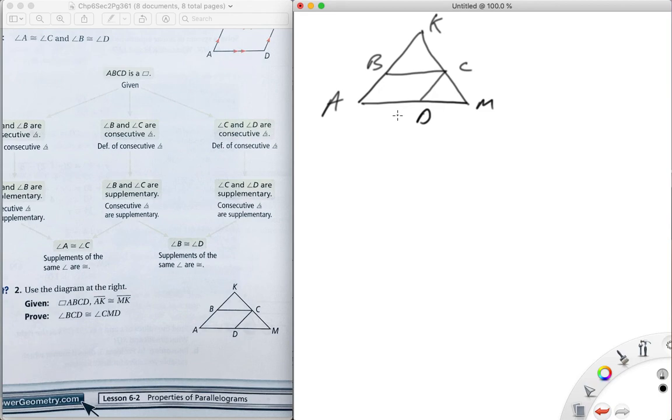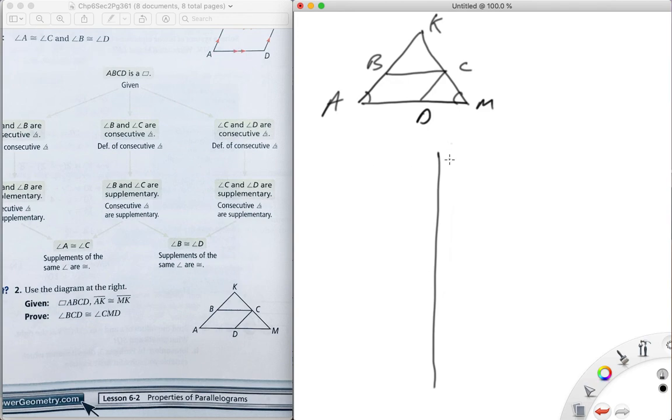Oh, we're told that we have a parallelogram ABCD, and we're told that side AK is congruent to MK, so this guy and this guy are congruent. So prove that these two guys here, angle A and angle M, are congruent. So, couple of things.